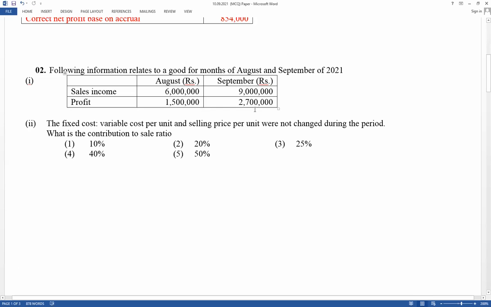That part I have discussed. When quantity changes, profit changes because of contribution. Selling price is equal, not changed. Therefore, sales value divided by selling price gives the quantity. When quantity changes, profit changes as a result of contribution. Now, CS ratio means contribution per unit divided by selling price per unit.